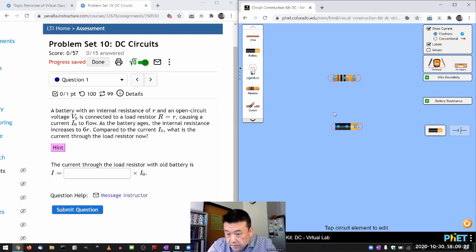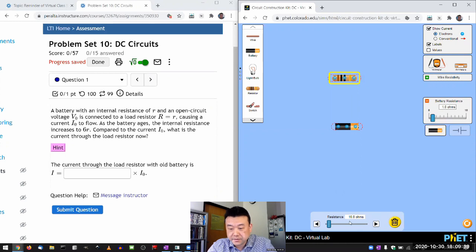internal resistance R. So I need to build this circuit with battery resistance of 10. So 10 is the maximum I can get to. So let me call 1 ohm as the R. So I'm going to set this resistor value to 1 ohm. And this is what the question is describing.